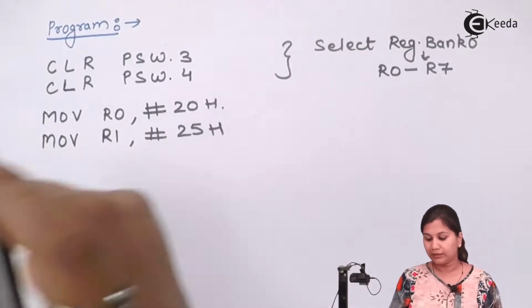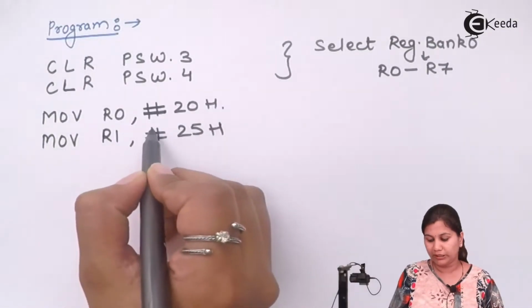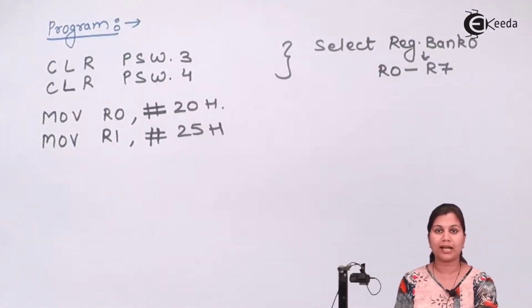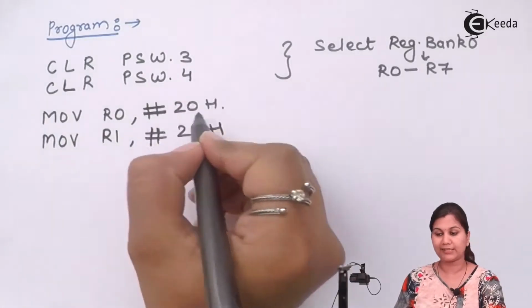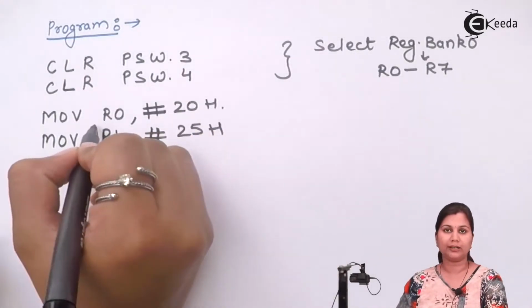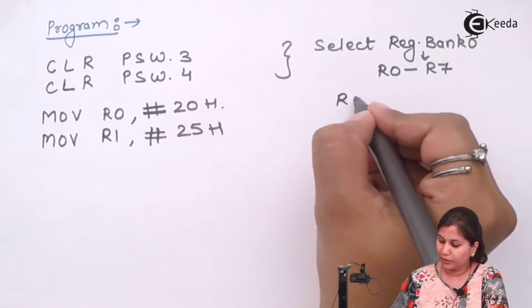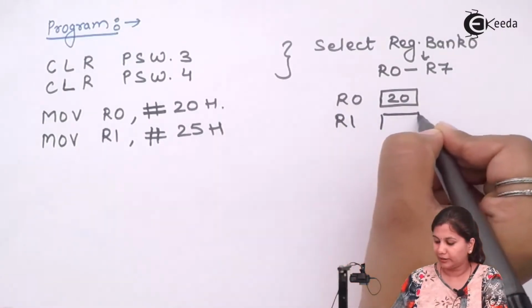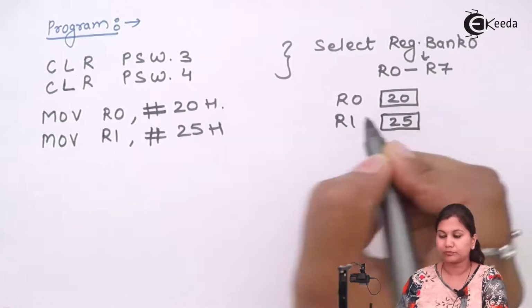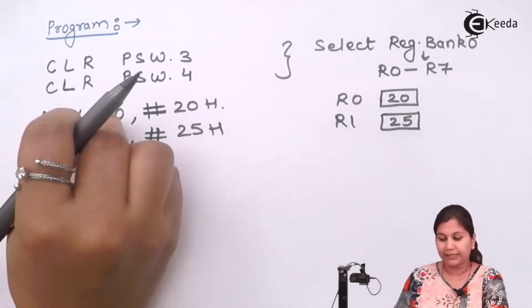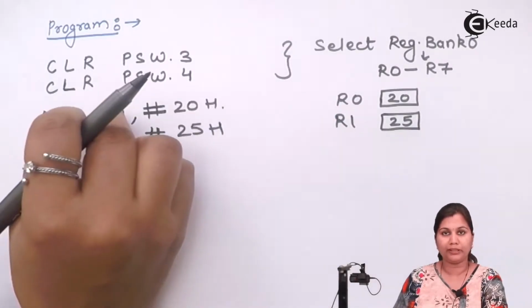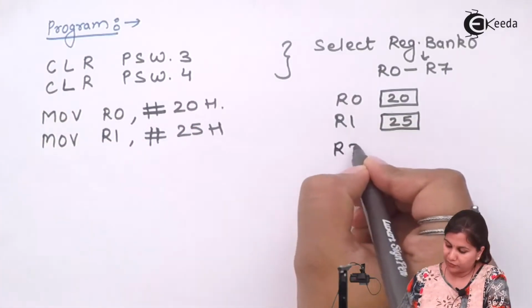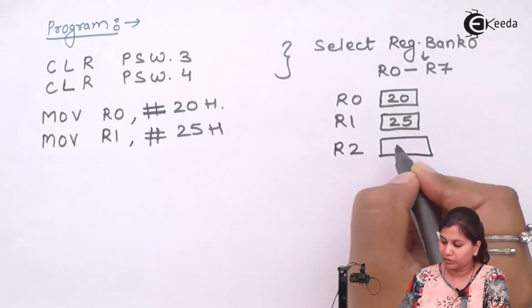Okay, and this hash sign is used to indicate that we are using the immediate addressing. Immediate addressing means that the number which is written after this sign, that is to be shifted in the register. So R0 is going to carry the data 20 and R1 is going to carry the data 25. So this data is directly shifted or copied into the registers. After that, because in R2 register we are having the length of the block, that is 10.